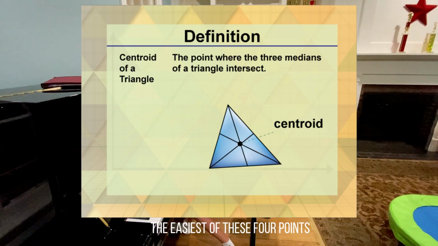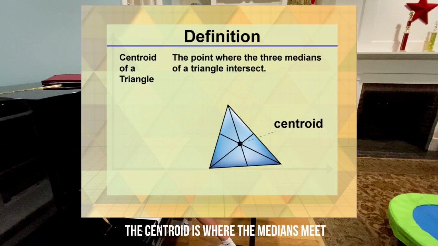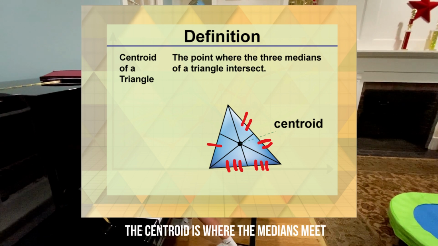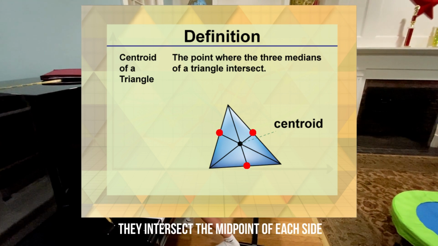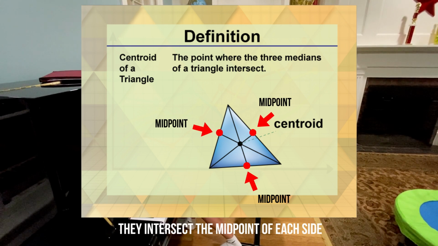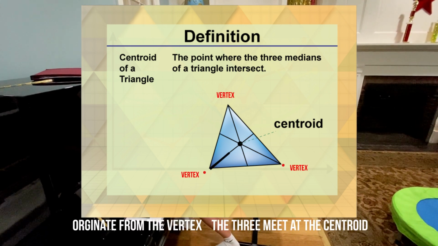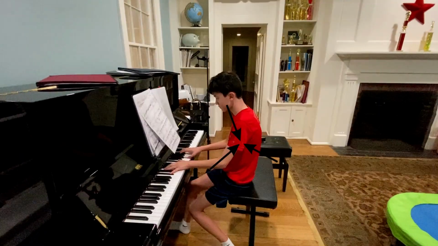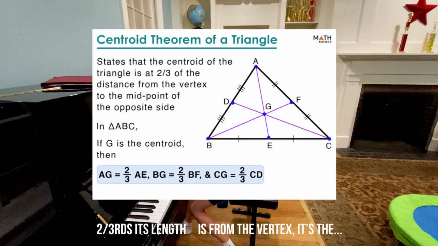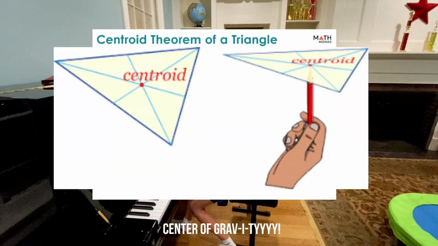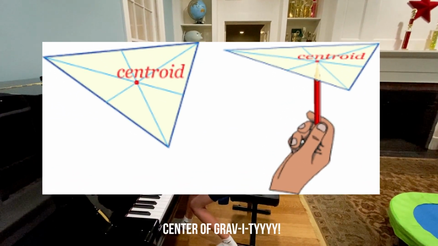The easiest of these 4 points, the centroid, is where the medians meet. They intersect the midpoint of each side. Originally from the vertex, the 3 meet at the centroid. 2/3 its length is from the vertex, is the center of gravity.